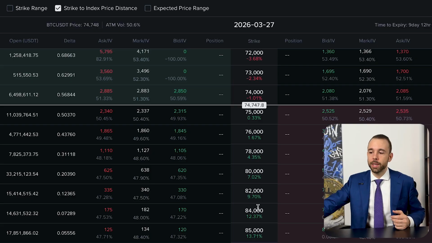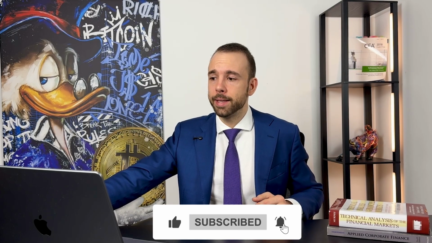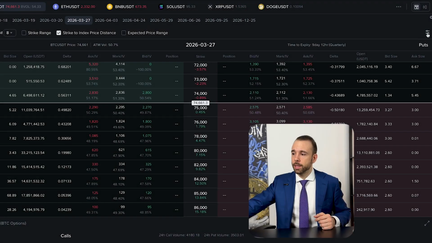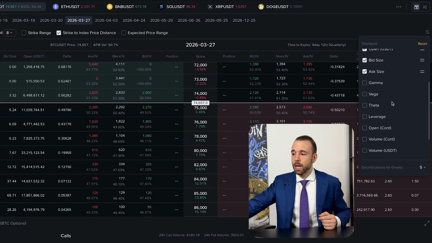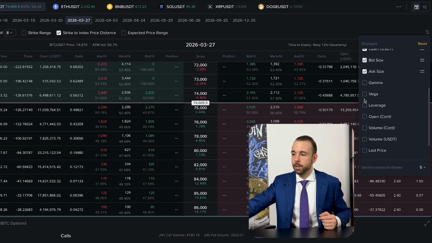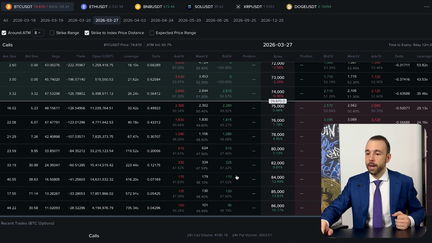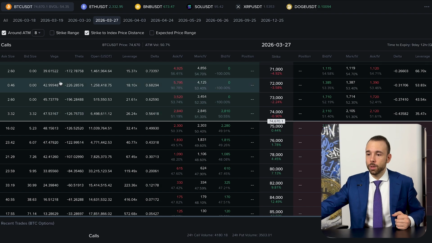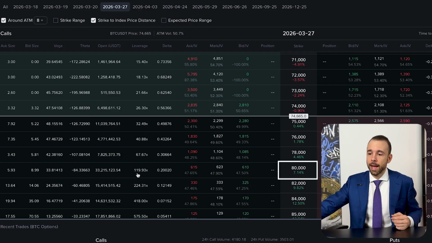Or for example, Bitcoin has increased more than 12% to reach a strike price of $84,000. And for example, if I would like to add different Greeks, then I can click on this icon. And in this way, I can customize the option chain. For example, I would like to add Theta, Vega, and also leverage. And here we go. Here we can find all the Greeks that I selected, Vega and Theta, and also the leverage.